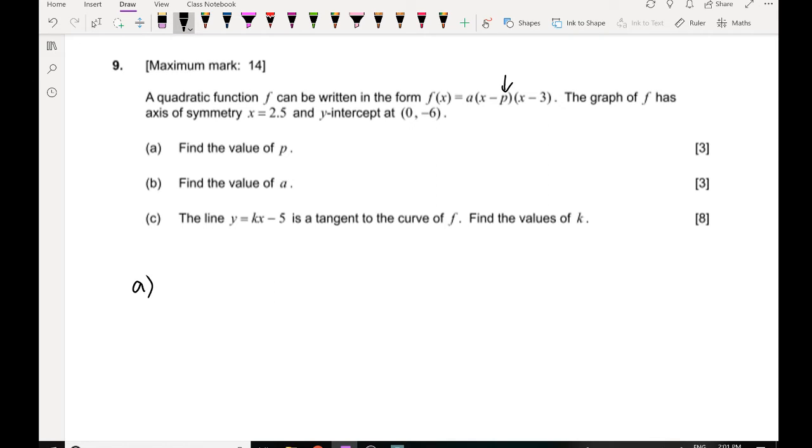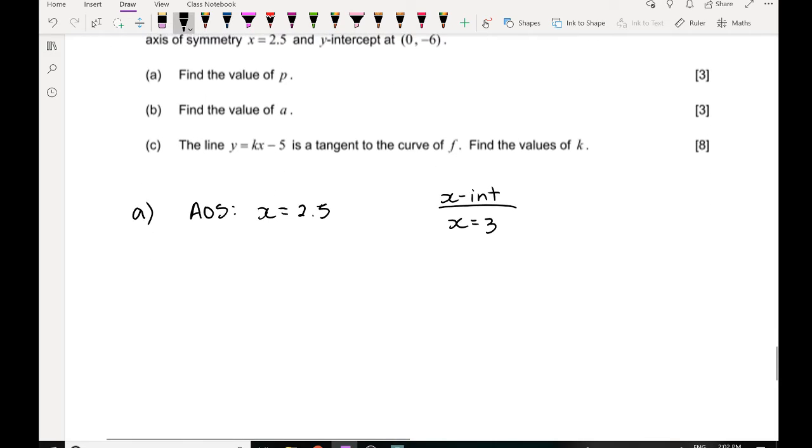That's the other x-intercept. So we're told our axis of symmetry is at x equals 2.5. One of our x-intercepts is x equals 3. So whatever distance there is on the x-axis between my axis of symmetry at 2.5 and my first x-intercept at 3, it has to be the same distance to the other x-intercept in the other direction. That's the whole point of the axis of symmetry, right? The idea is the function's symmetrical around it.